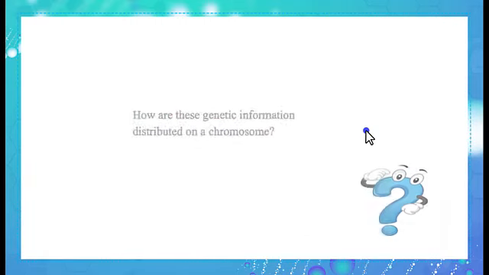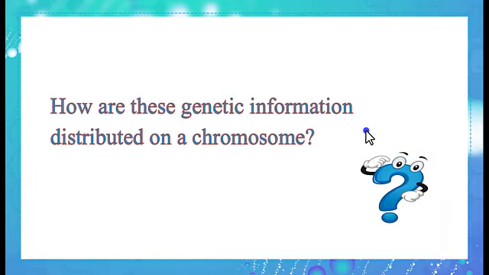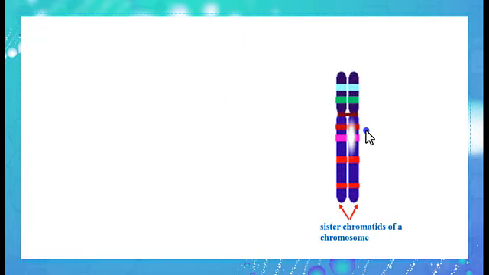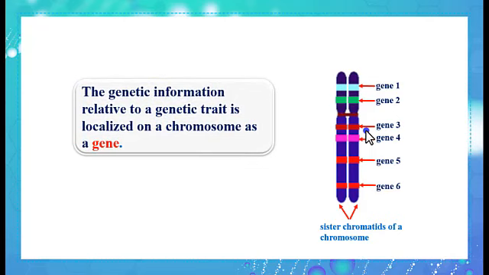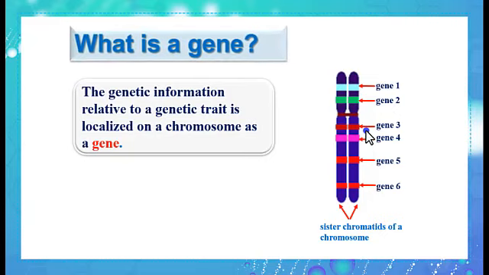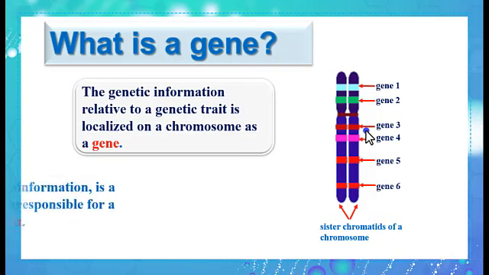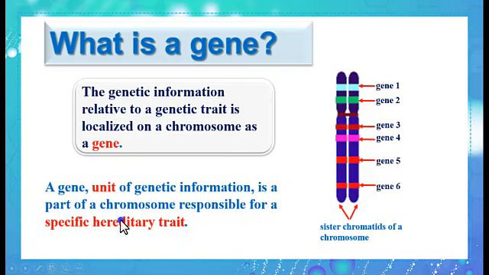Now, how is this genetic information distributed on a chromosome? Let's think. Here we have a chromosome with two sister chromatids. If you look, we have something called genes. The genetic information relative to a genetic trait is localized on a chromosome as a gene. So, what is a gene? A gene, unit of genetic information, is a part of a chromosome responsible for a specific hereditary trait.